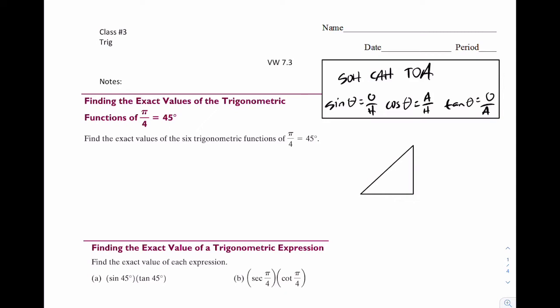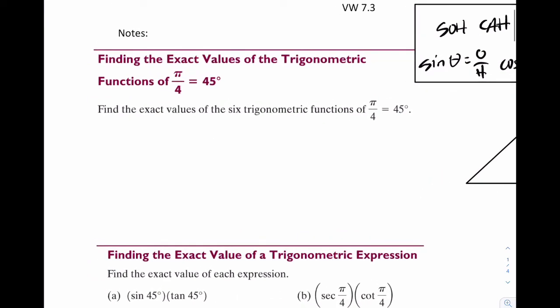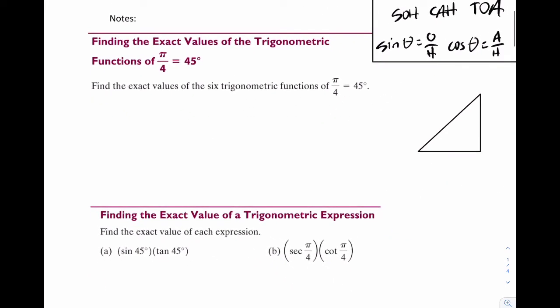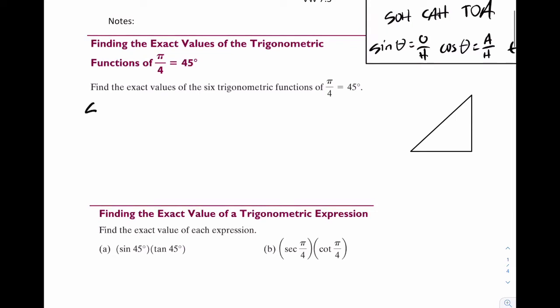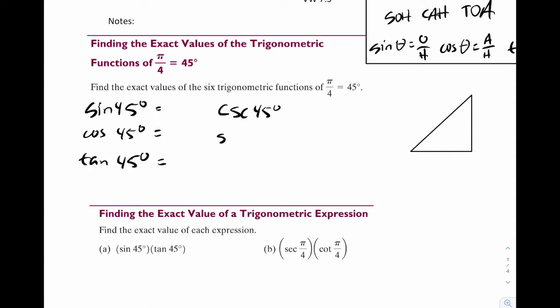So to start, notice how it says find the exact values of the 6 trig functions of 45 degrees. Let's just write down our 6 functions: sine, cosine, tan, and notice how I'm putting 45 on each one because that's what it wants us to do. Cosecant, secant, and finally cotan.